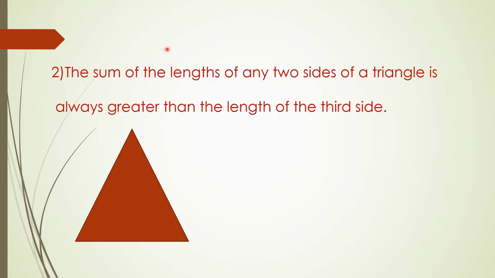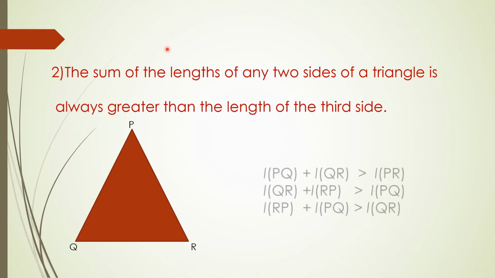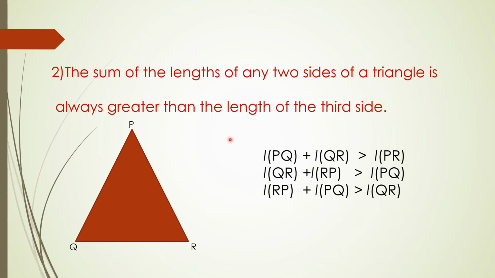Second property: the sum of the lengths of any two sides of a triangle is always greater than the length of the third side. In triangle PQR, the length of PQ plus the length of QR is greater than the length of PR, and second, the length of QR plus the length of RP is always greater than the length of PQ, and the length of RP plus the length of PQ is greater than the length of QR.